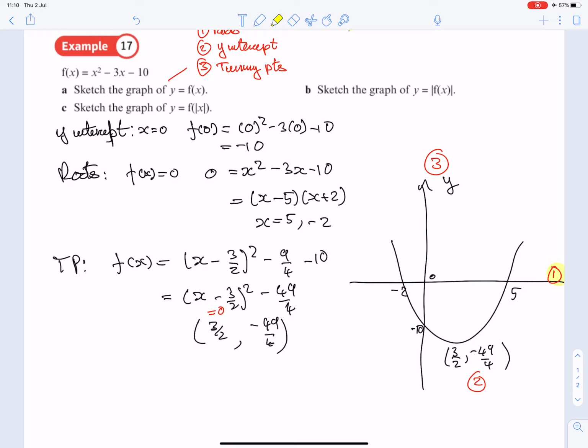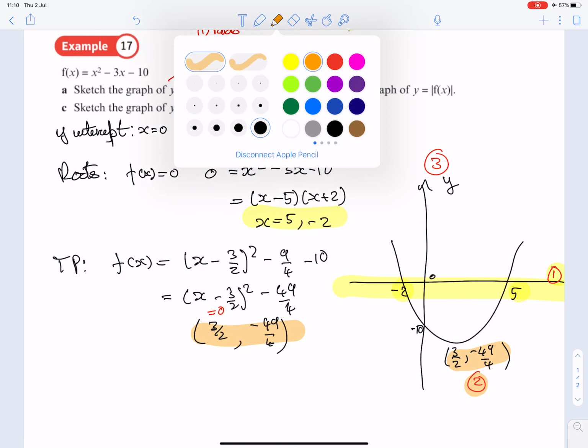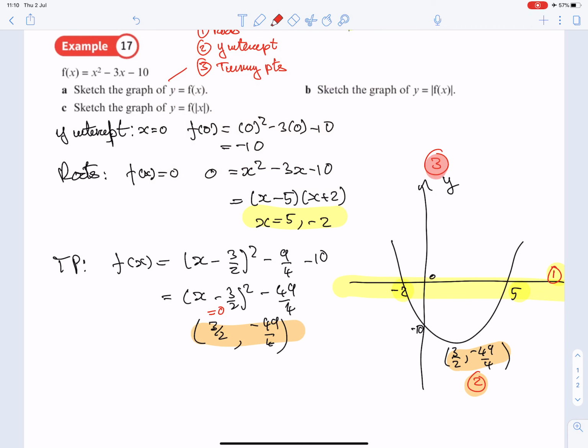So 1, the roots from here, 2, the turning point from here, and 3, the y-axis and the minus 10 from here.